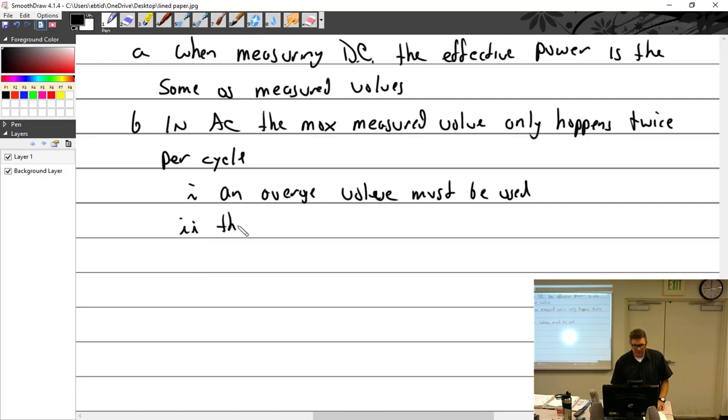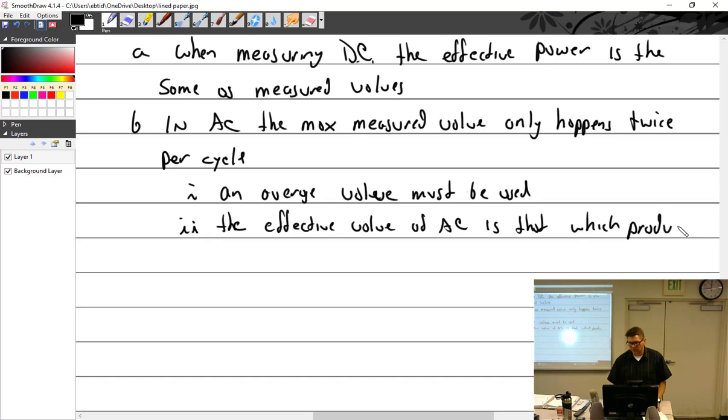The effective value. Somebody figured this out. You would think they would have just done it mathematically first, or they did it mathematically and then did it this way and said, yeah, that works out. But I like this because it just kind of makes sense to me. The effective value of AC is that which produces the same heat value as DC, the same heat value.